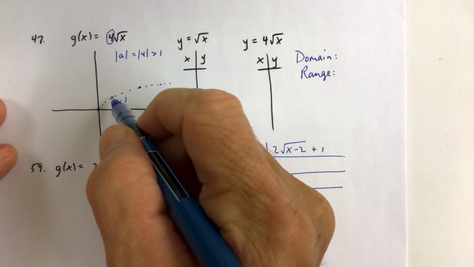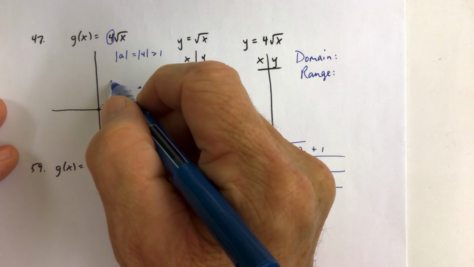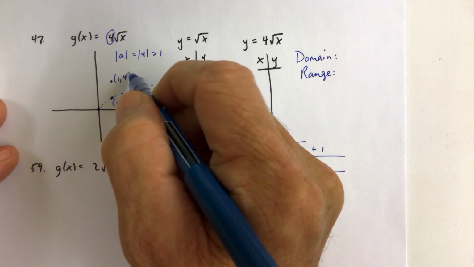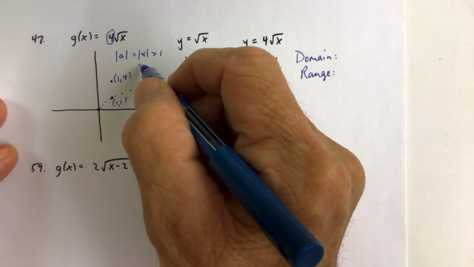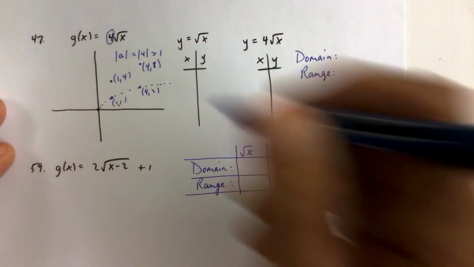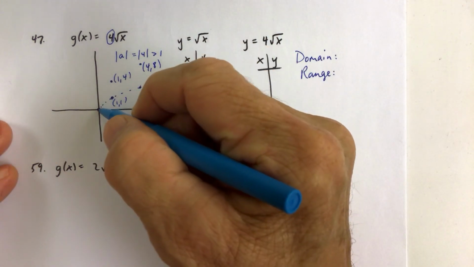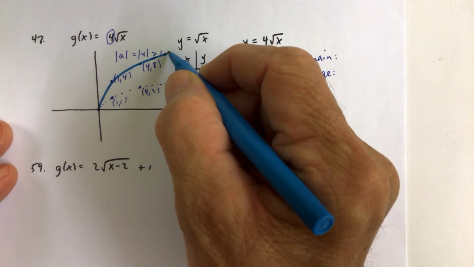You're just going to multiply the y coordinate by 4. So 1, 1 becomes 1, 4. 4, 2 becomes 4, 8. Put it up there somewhere. And the graph gets vertically stretched. It'd probably be a little higher than that, but you get the idea.